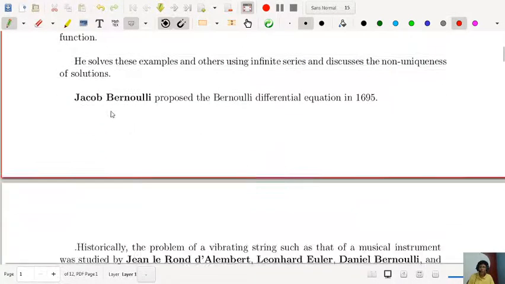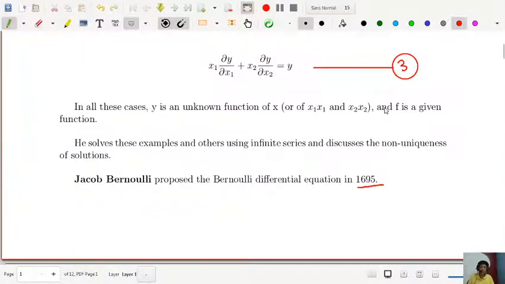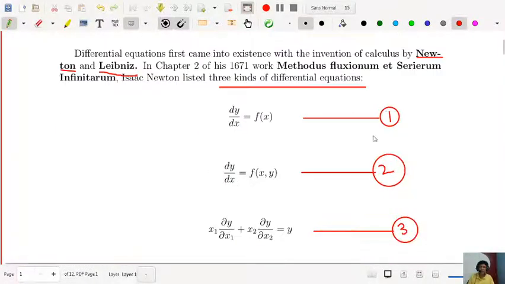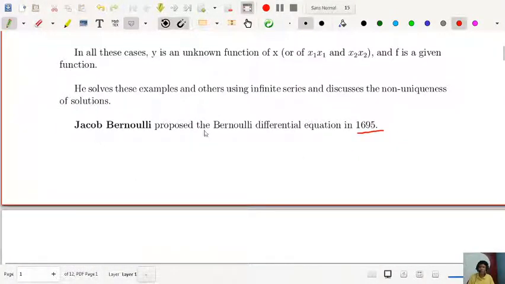Next is Bernoulli. Bernoulli proposed Bernoulli's differential equation in 1695. Look at the year, it's the 17th century. That is why there is an equation called Bernoulli's equation. We'll solve those equations. Linear ones, but this is a non-linear one. We'll explain everything.